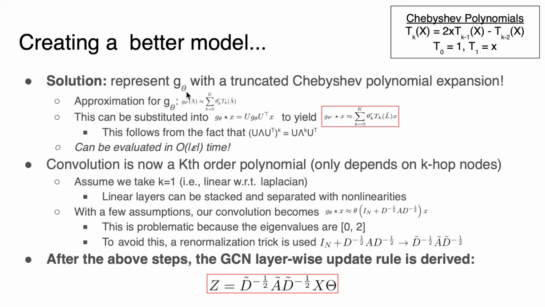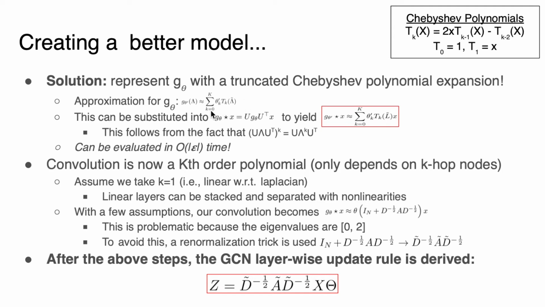Namely, they represent the diagonal g of theta matrix, which is used to parameterize the spectral graph convolution, with a truncated Chebyshev polynomial expansion. And if you're not familiar with the Chebyshev polynomials, I've added the recursive definition of them here to help out. So basically, as seen in this expression here, g of theta can be represented with this truncated Chebyshev expansion.